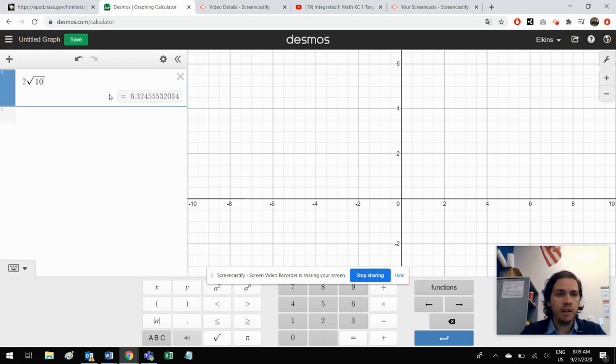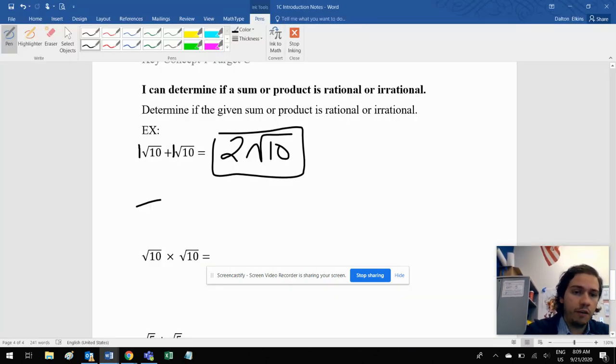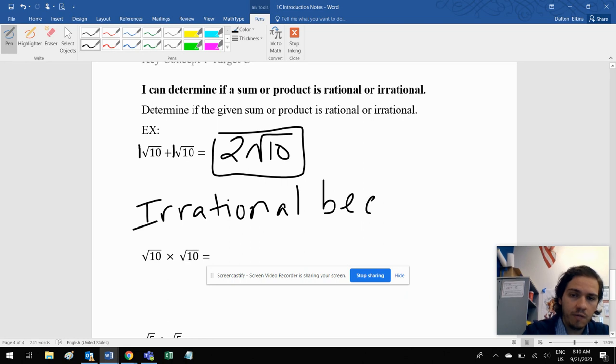And in fact, because the square root of 10 doesn't follow a discernible pattern, and it will go on forever, it's a square root. Whenever we see a square root that doesn't reduce into a nice, even whole number, we have to assume it's irrational. So this here is irrational. And it's irrational because of the square root of 10.